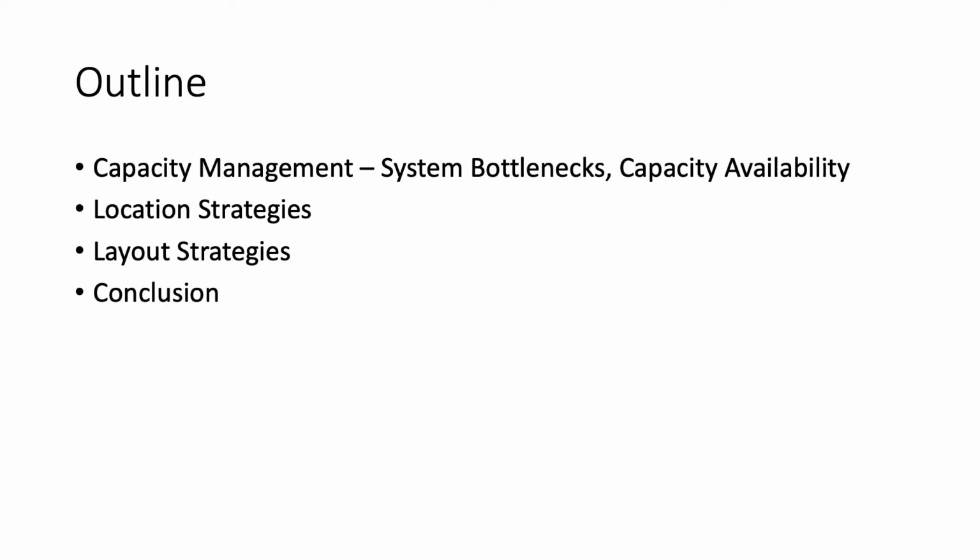Here's our outline for the following presentation. First of all, we'll talk about capacity management, mainly the system bottlenecks and capacity availability of the company. Following that, we'll talk about the location strategies of BI Group Company. Then we'll discuss the layout strategies implemented within the company, and finally, we'll conclude our project.